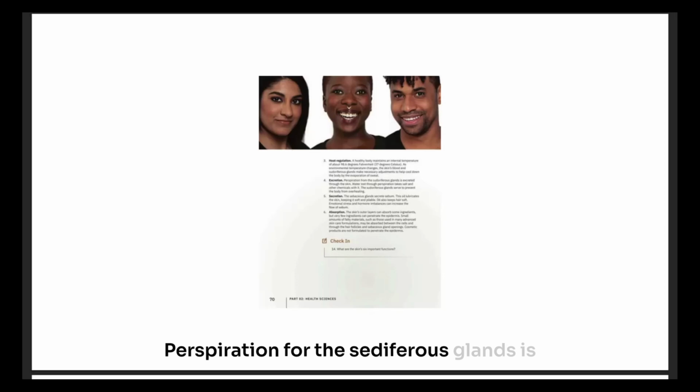Excretion. Perspiration from the sudoriferous glands is excreted through the skin. Water lost through perspiration takes salt and other chemicals with it. The sudoriferous glands serve to prevent the body from overheating. Secretion. The sebaceous glands secrete sebum. This oil lubricates the skin, keeping it soft and pliable. Oil also keeps hair soft. Emotional stress and hormone imbalances can increase the flow of sebum.